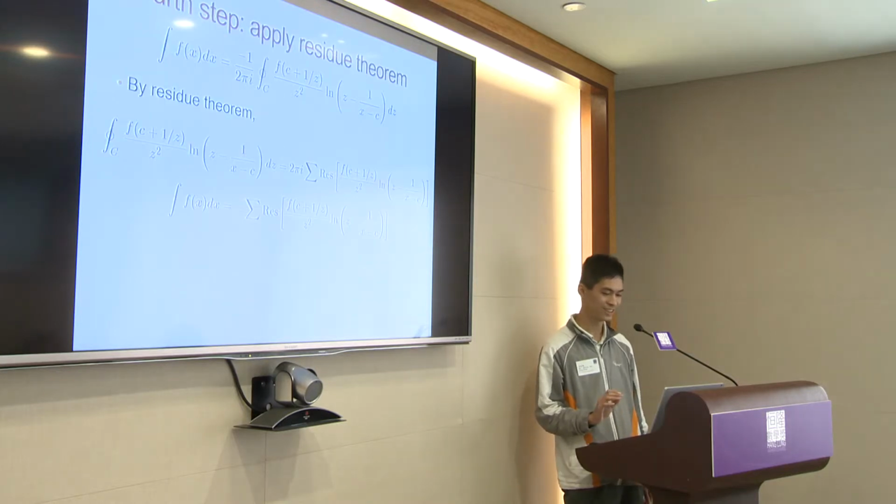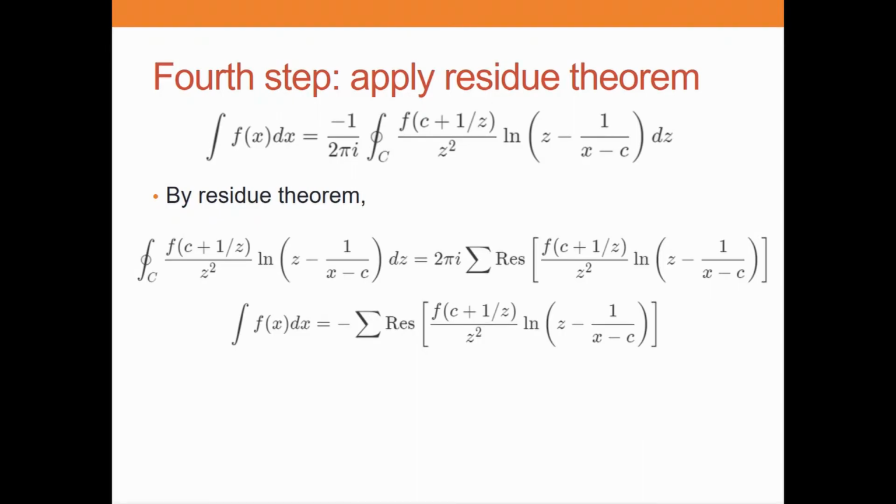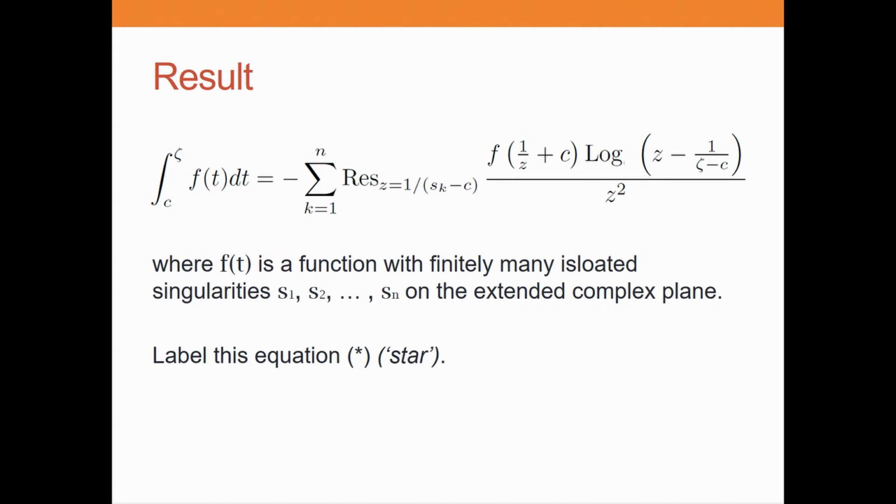And the fourth step, which is the most exciting one, is to apply the residue theorem. It is easy to see that the contour integral is equal to 2 pi i multiplied by the sum of residues. So we finally obtain an equation that relates the original indefinite integral to the sum of residues. And with a variation of notations, we can obtain this equation, which is more rigorous than the one in the previous page. We will call this equation star.